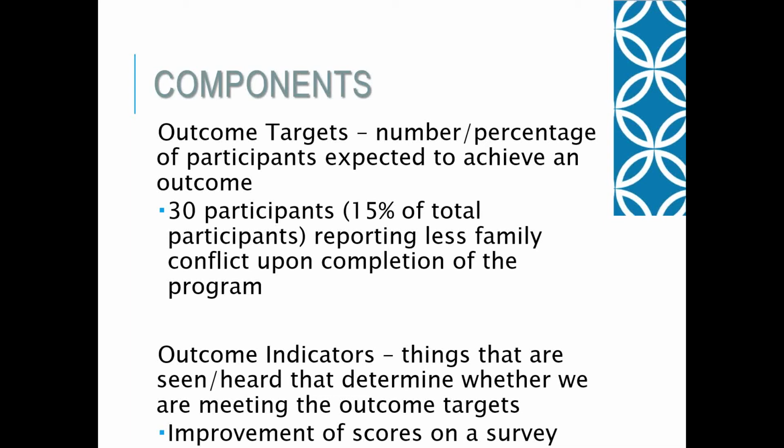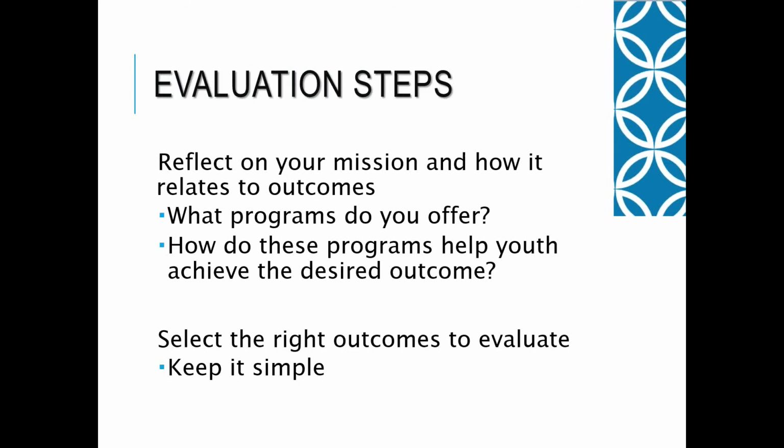Now what's the distinction between an outcome target and an outcome indicator? Indicators are things that are seen and heard that determine whether we are meeting the outcome target. So this is how we measure whether we've met our target. How will we know if we've met our target? It may be just improvement of scores on the survey, and that's a really common one, or the data collection method that we use, and we'll talk about other data collection methods as well. Next slide, please.